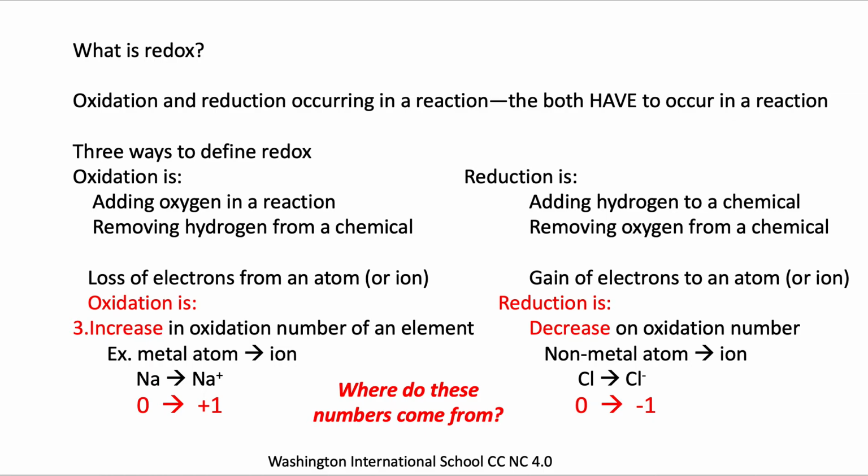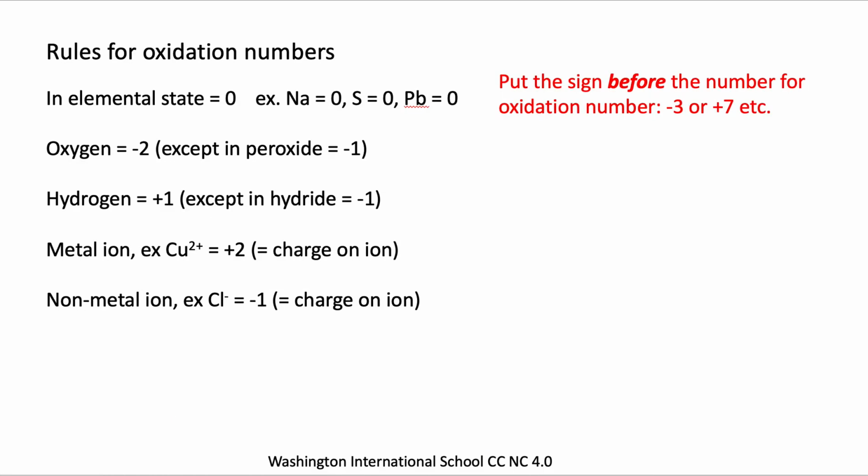And we'll look at a summary of the rules. So any element on its own, isolated, its oxidation number is 0. So sodium, sulfur, and lead are examples there, all 0. Oxygen, predominantly -2. Hydrogen, predominantly +1. You can read the exceptions.